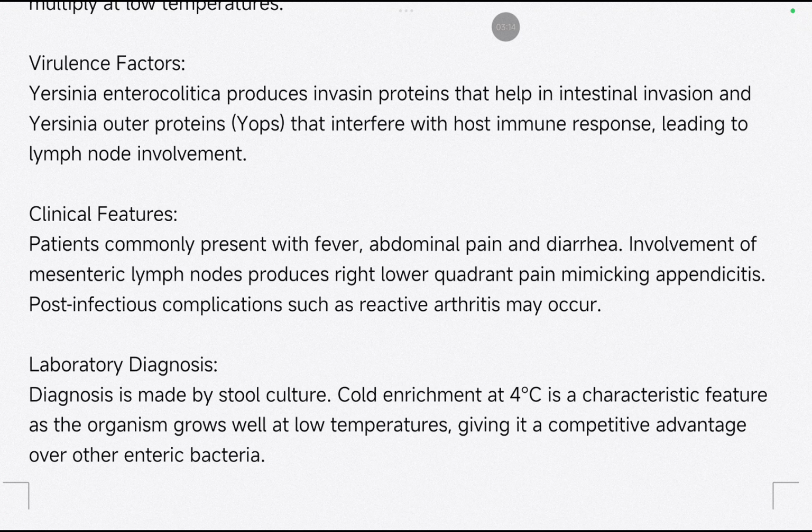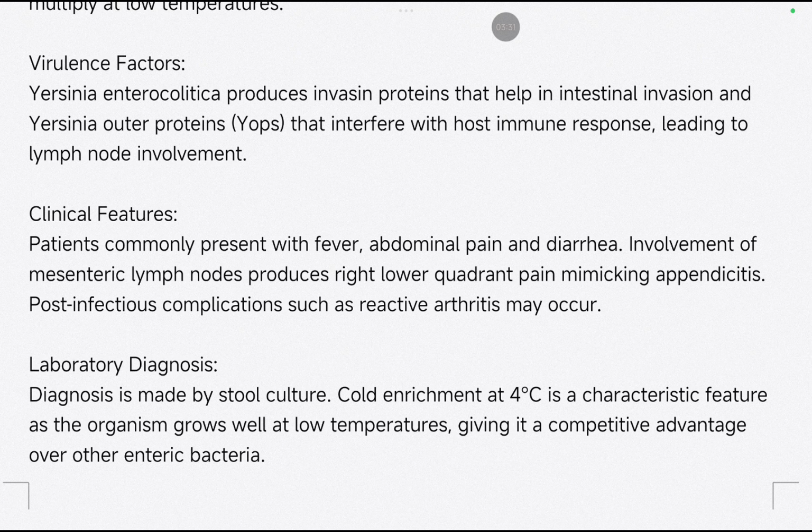What are the clinical features? Patients commonly present with fever, abdominal pain, and diarrhea. Involvement of mesenteric lymph nodes produces right lower quadrant pain mimicking appendicitis. Okay, post-infectious complications such as reactive arthritis may occur.